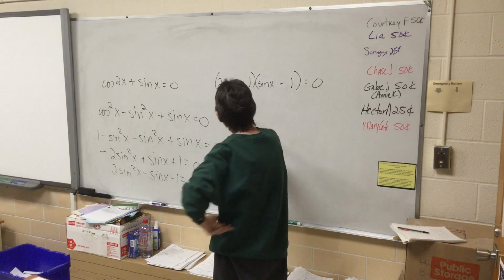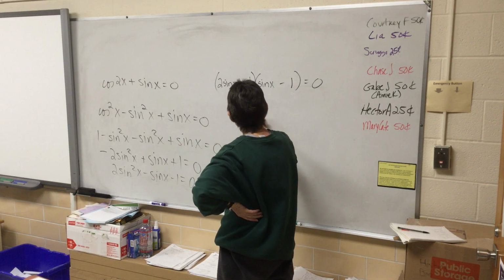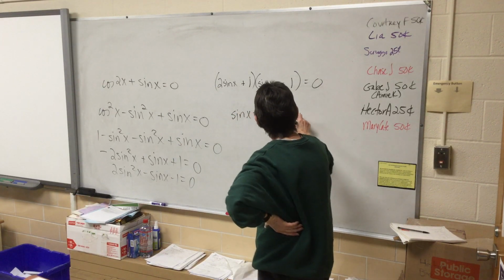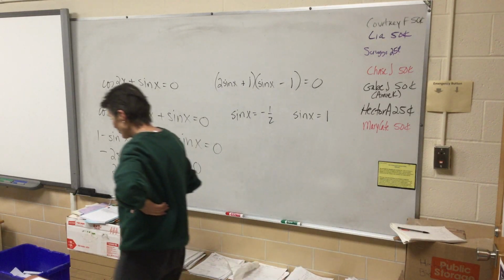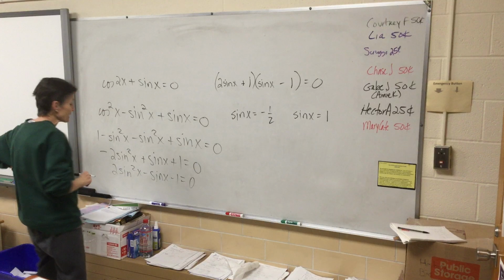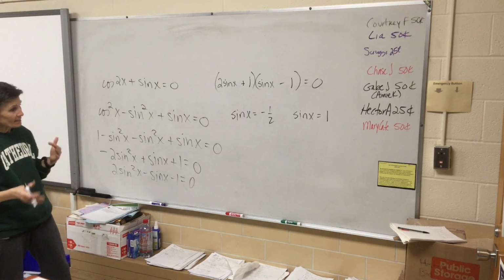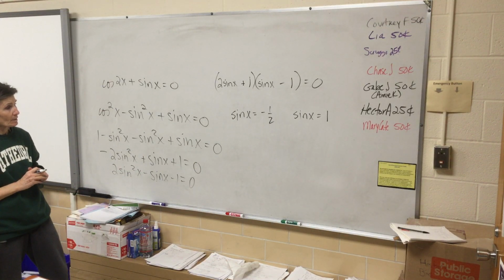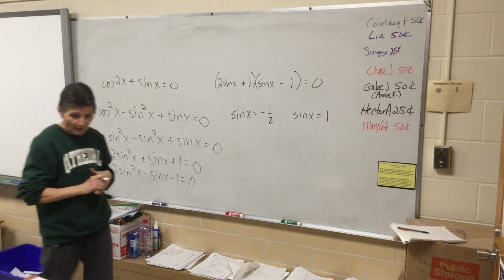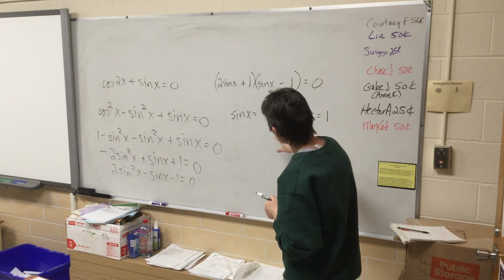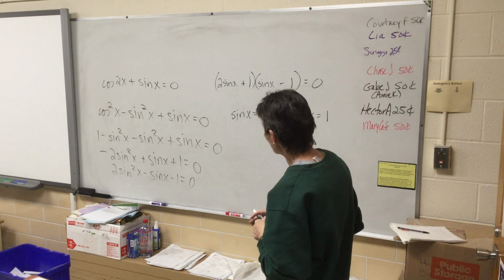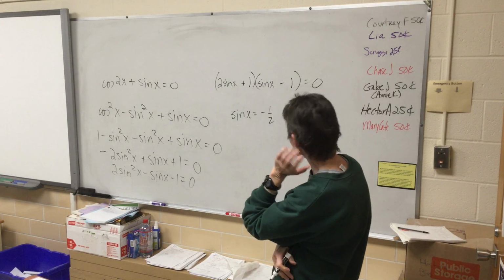So now I'll set them equal to 0. So sine x equals negative 1/2, or sine x equals 1. This one I'm going to do without a calculator because I can. Sometimes I can, sometimes I can't. On your quest, you'll answer exactly when possible. So it is not possible to answer these exactly, so that's what we'll do by hand.